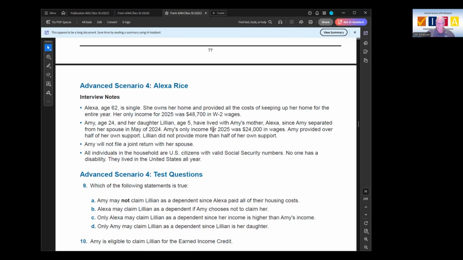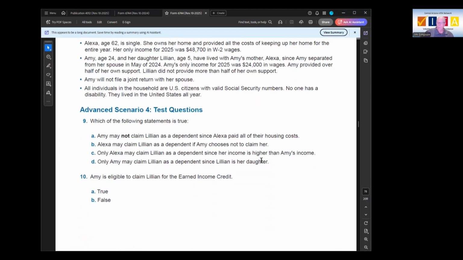She had 24,000 in wages. Amy provided over half of her own support. There's a clue about whether grandma can claim Amy or not. Lillian, so I guess that's the granddaughter, did not provide more than half of her own support. Again, those are rules to determine who can claim the dependent. Now it says Amy will not file a joint return with her spouse. And then it says all the individuals live there. Now, I will warn you, this is a hard question.